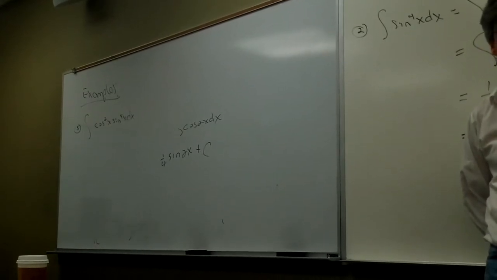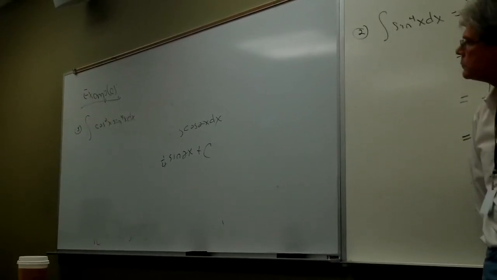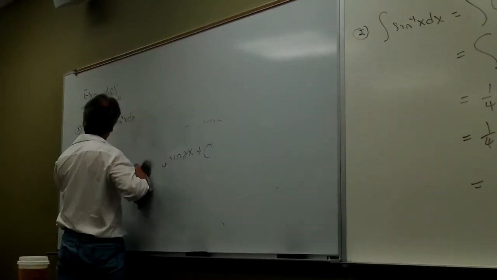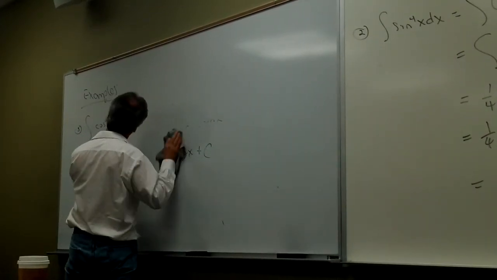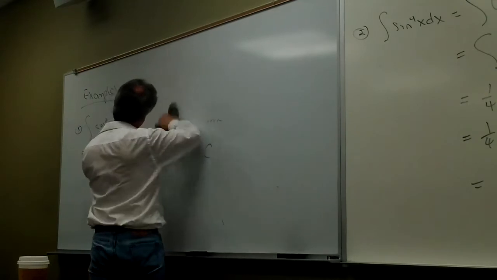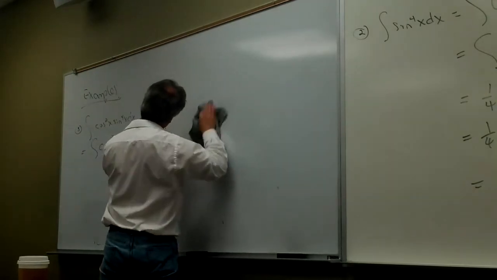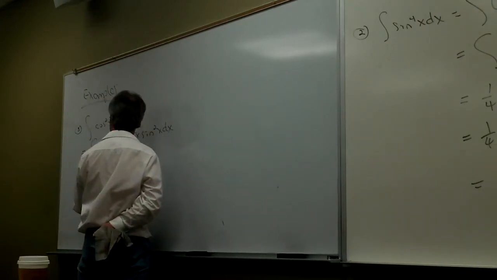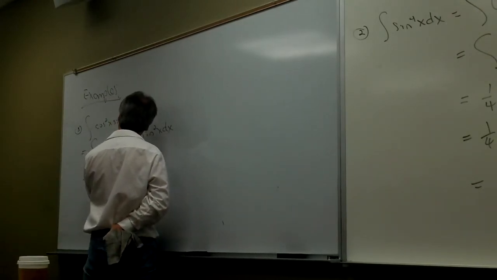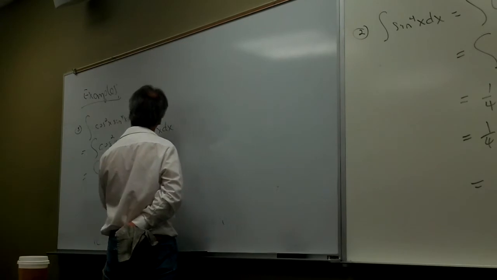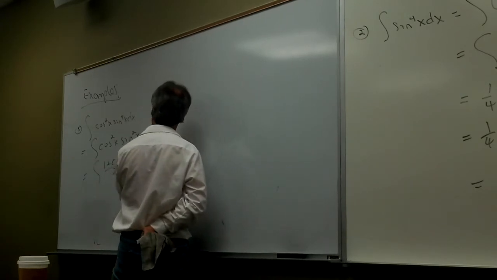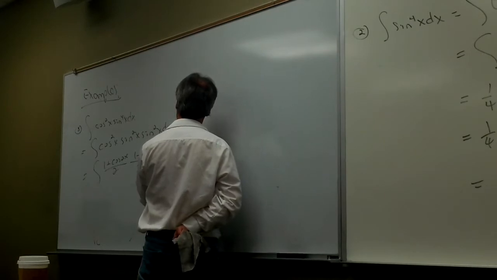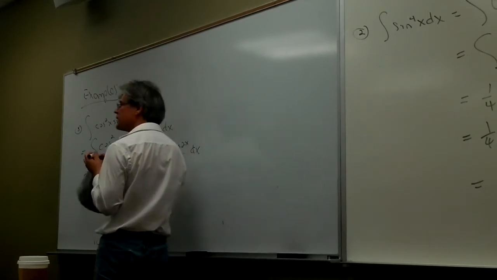Split up the sine to the 4th power of x into sine squared of x times sine squared of x. Now just apply your identities 10 times over, that many times. You guys can stop writing.